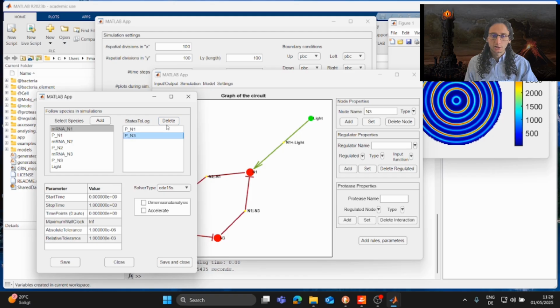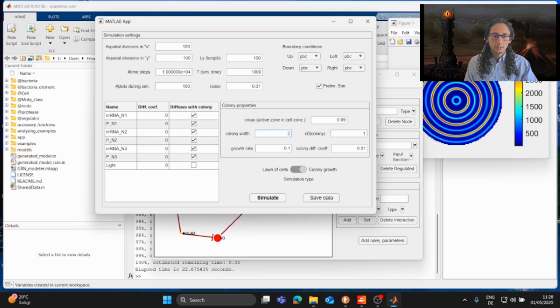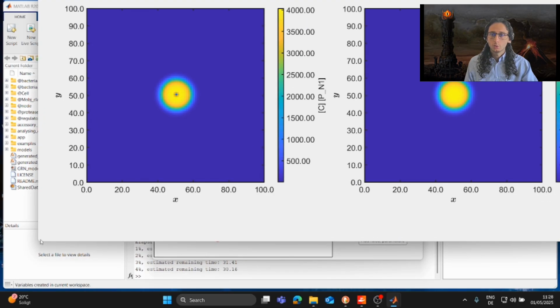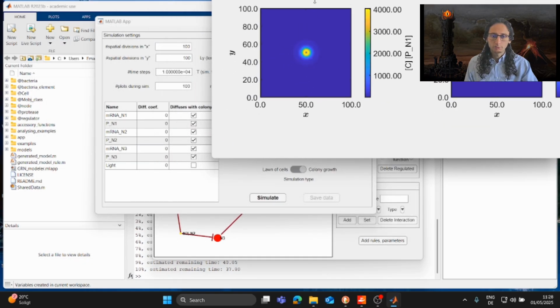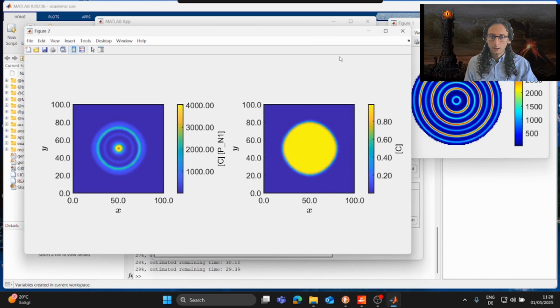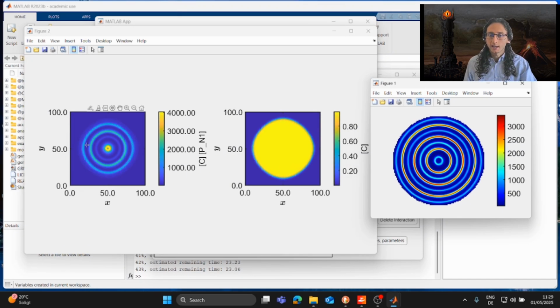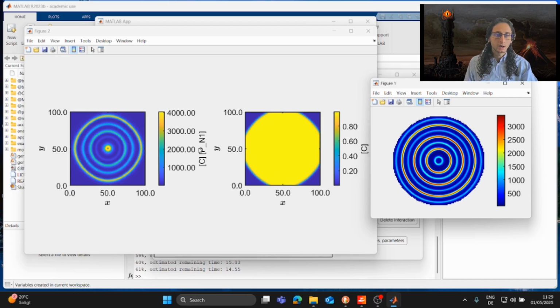Okay, we're ready to start our simulation. I will remove PN2 and PN3 from these settings because we want to compare with the pseudo 2D image we have generated before, and we run a simulation. You can now see two graphs. On the right, we have the colony growing, so basically the cell concentration at any given location, while on the left we have the concentration of the element we are interested in, PN1 in this case.